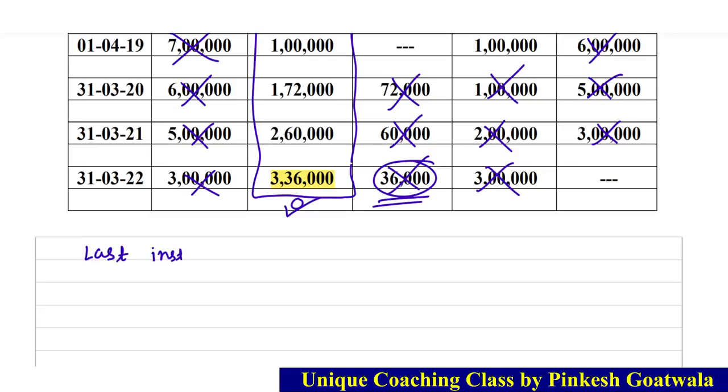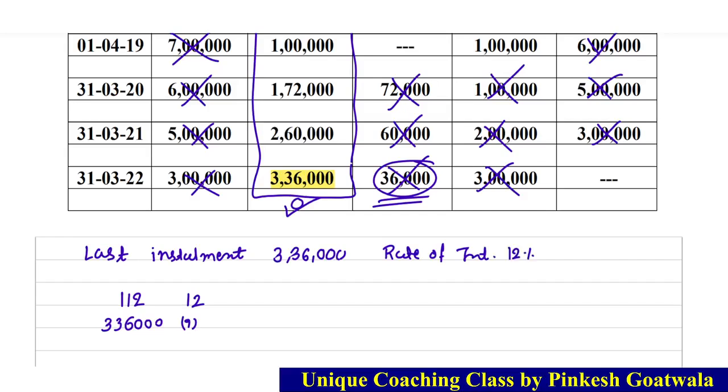Last installment 3,36,000. So now what to do? You have to just put this step: 112 to 12. So in case of 336, how much will it come to? Where do we get this 12? 12 is the rate of interest. The rate of interest is 12%. So simply you have to put the step 112 માં 12, so 336 માં કેટલા?